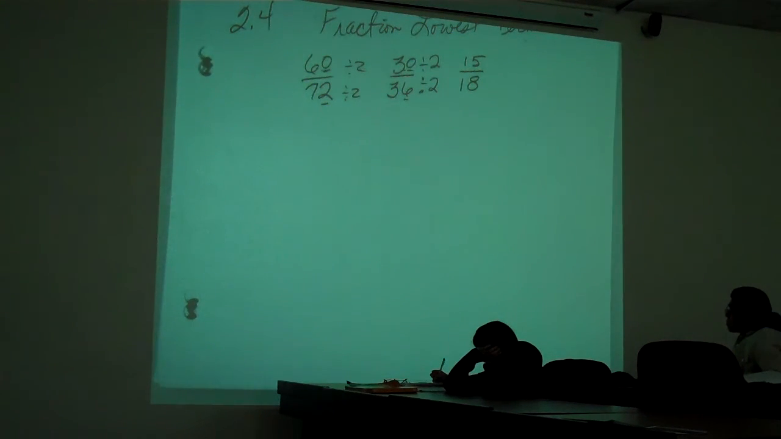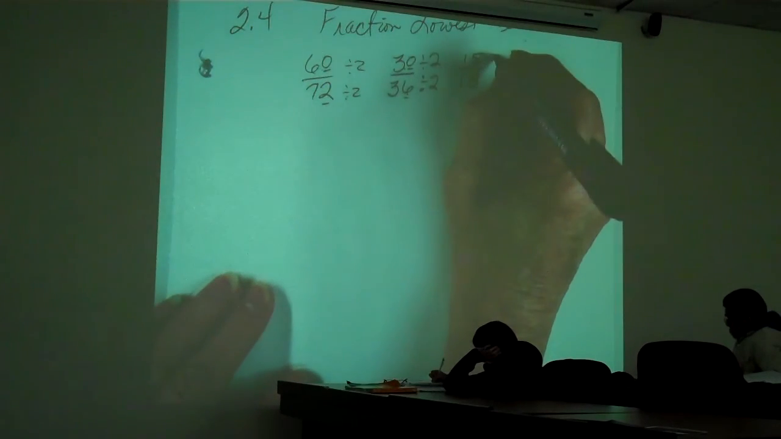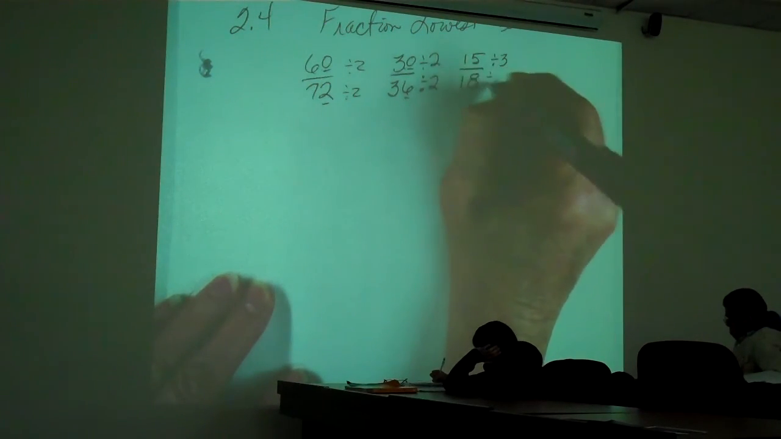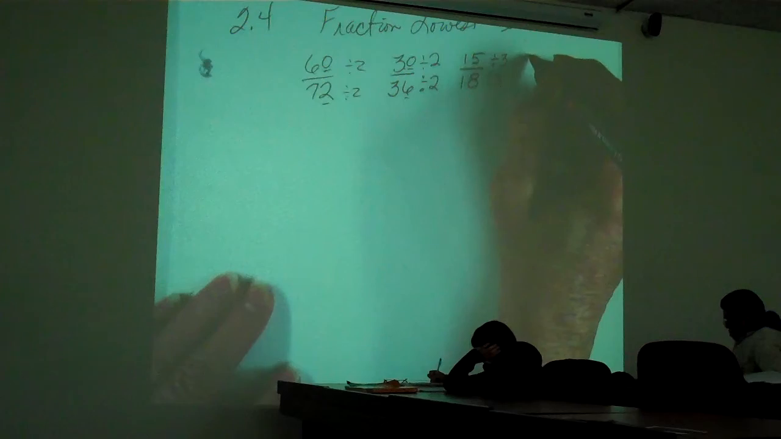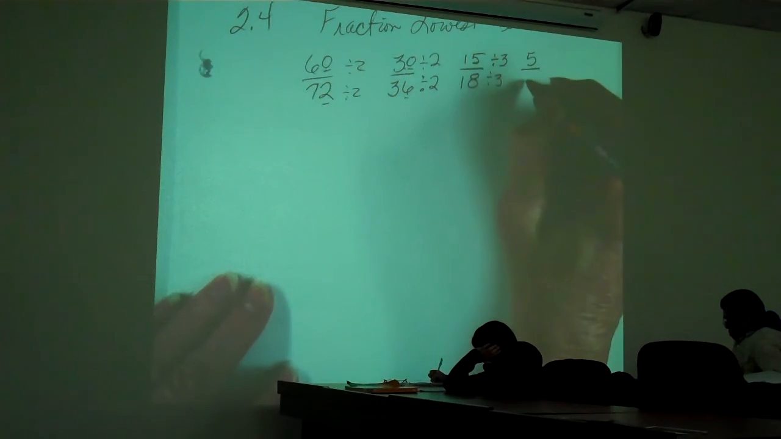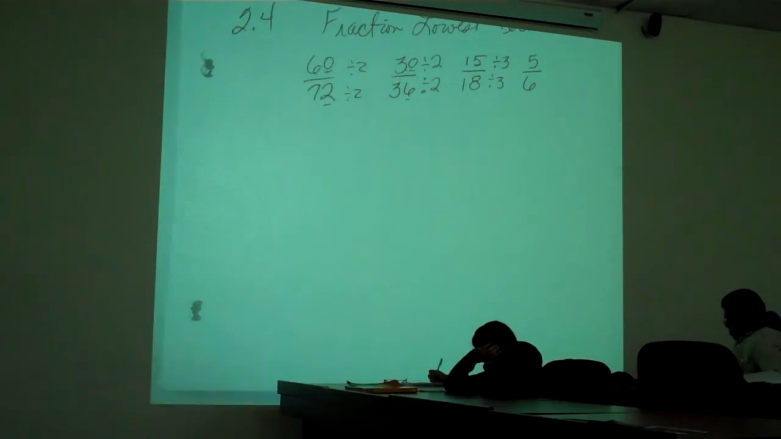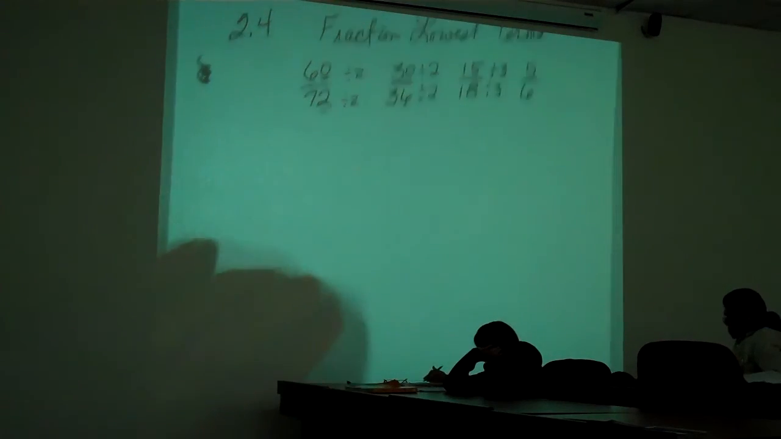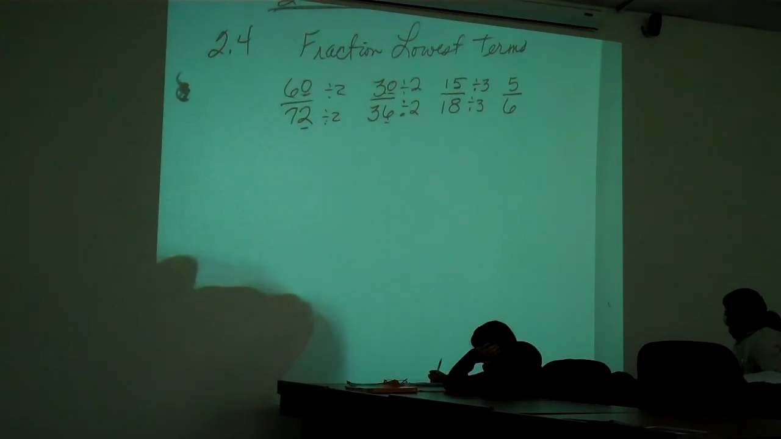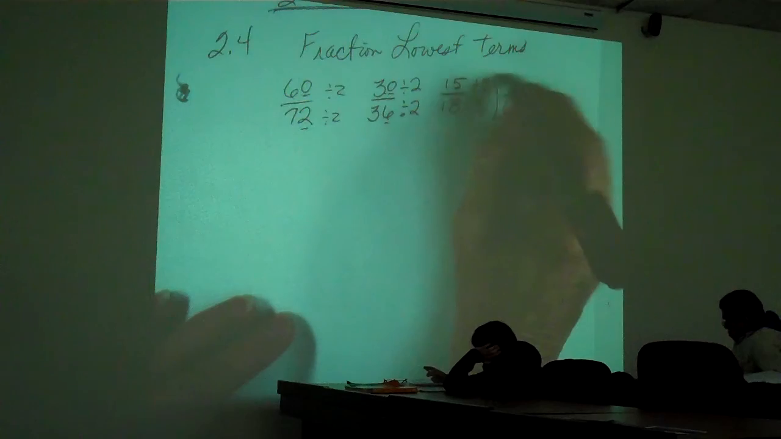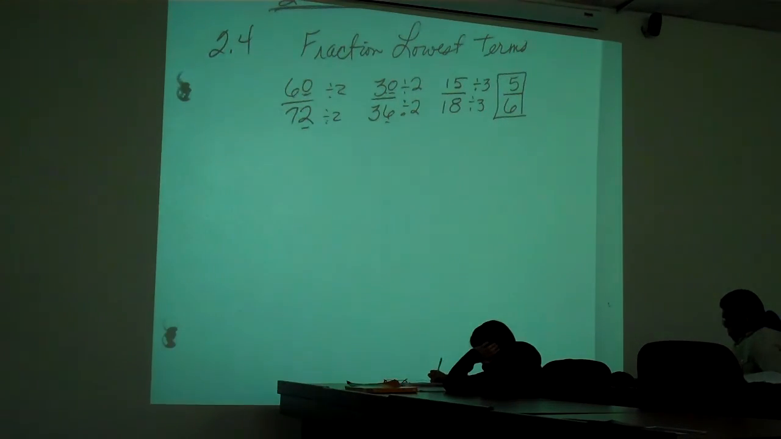Now, can we divide that? By what? By 3. 15 divided by 3 is 5, and then 18 divided by 3 is 6. 5 and 6, you can't divide by the same number, so you're done. You have to be able to divide into both of them before you finish, right? You have to divide both the top and the bottom. So your answer is 5 over 6.